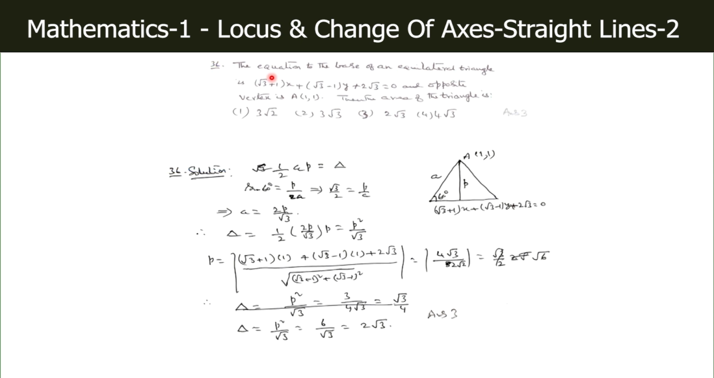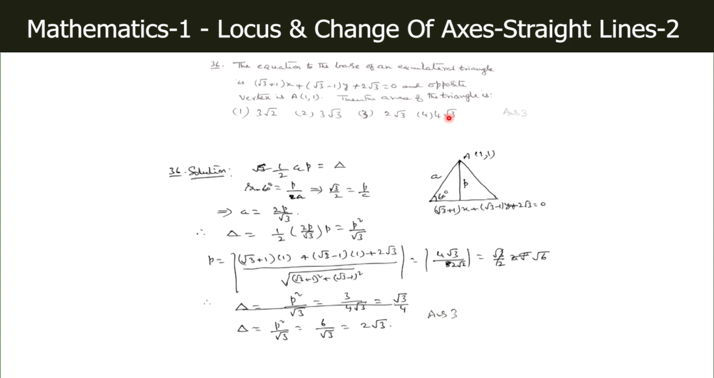Next, the equation to the base of an equilateral triangle is root 3 plus 1 into x plus root 3 minus 1 into y plus 2 root 3 equal to 0, and the opposite vertex is 1, 1. Then the area of the triangle is: first option 3 root 2, second 3 root 3, third 2 root 3, fourth 4 root 3.